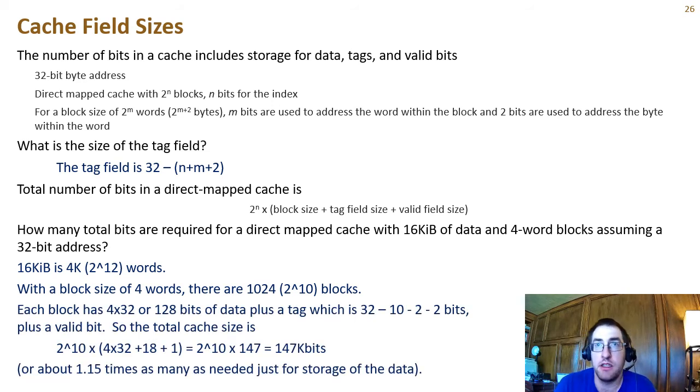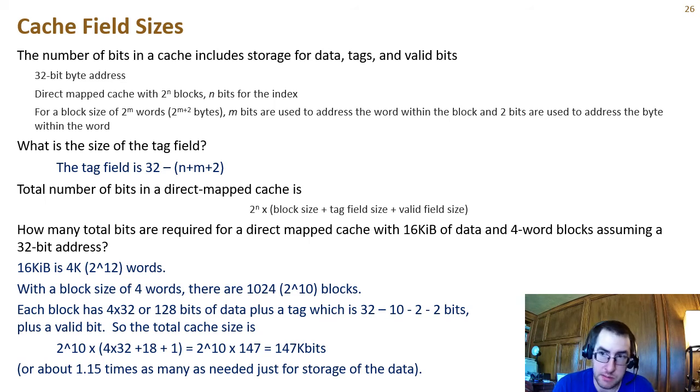From that, we can now determine the tag size, and we can determine the total size of the cache. Each block has 4 words, so 128 bits of data is the block size. The tag is 32 minus 10 minus 2 minus 2.